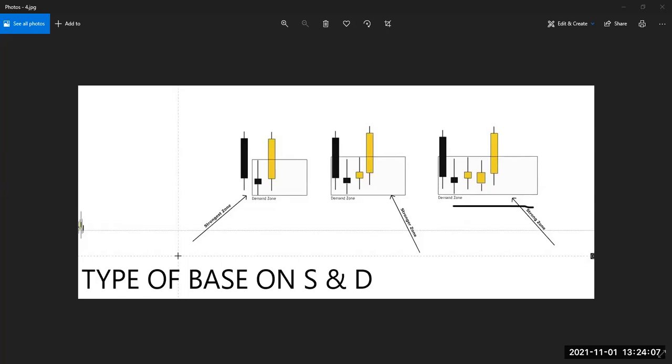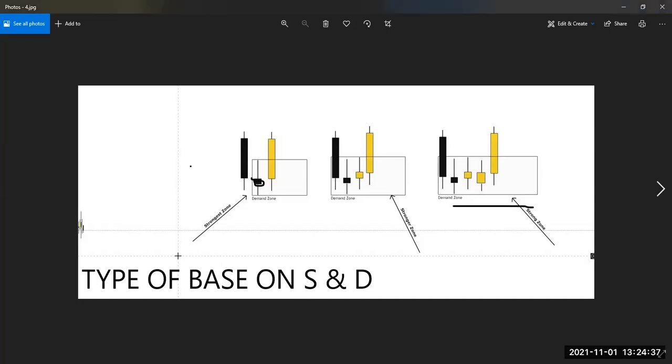So like Deborah, you were asking me, how do we know 50% of the base candle? Sure, you have seen it now? I hope you're hearing me. Yes, good. That's how it is. So the base candle is very, very important.